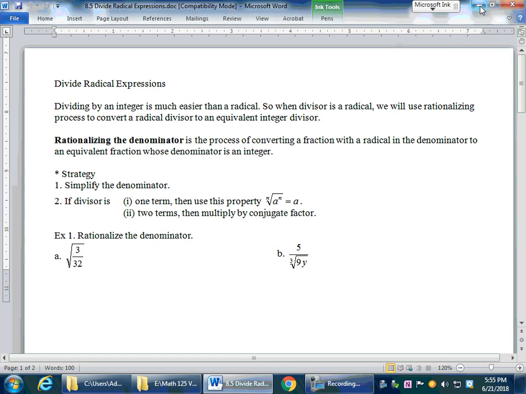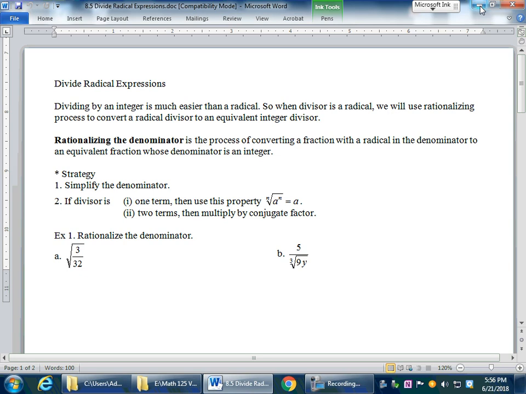8.5. Dividing radical expressions. Dividing with a radical number is more difficult than dividing by an integer. The idea is we want to get a radical free denominator so that all the divisors become integers. The process of clearing the radical in the denominator is called rationalizing the denominator.